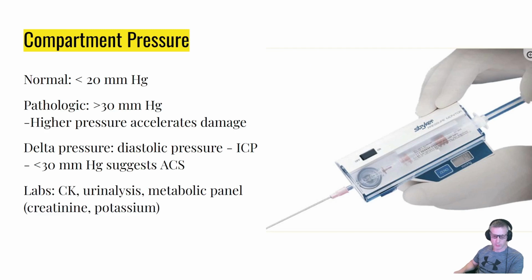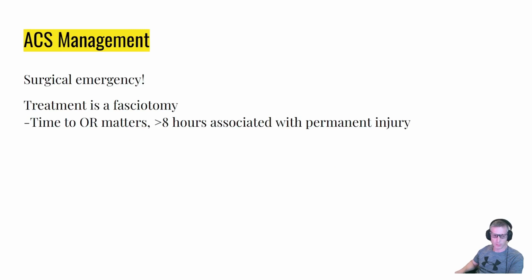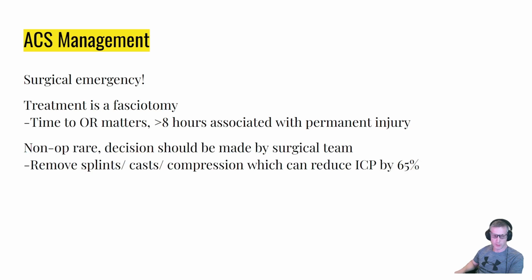It's also worth checking some labs, at least specifically for this disease process. You're probably going to get other labs in the setting of trauma, but that includes a CK and a urinalysis for rhabdo, and then looking for creatinine and potassium for kidney dysfunction and cellular lysis. So how do you manage it? Well, the bottom line is it's a surgical emergency. Treatment is a fasciotomy, and the time to OR matters, with greater than 8-hour delay associated with permanent injury. The decision to non-op a patient will be rare and made by the surgical team. And in those patients, you should remove any splints, casts, and compression devices, which can reduce the intracompartmental pressure by up to 2/3.